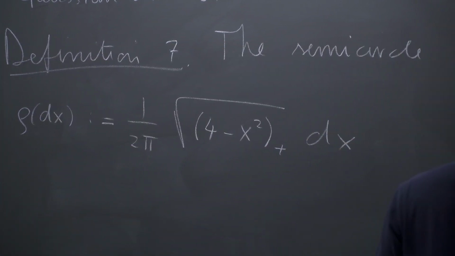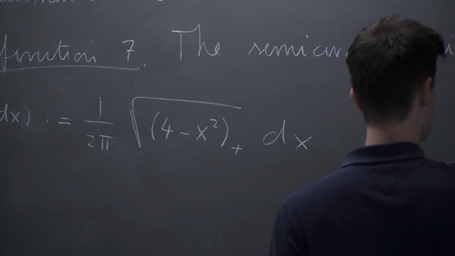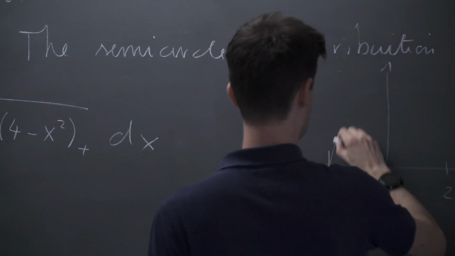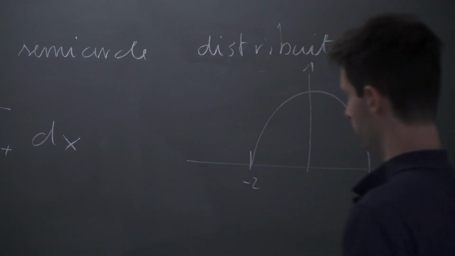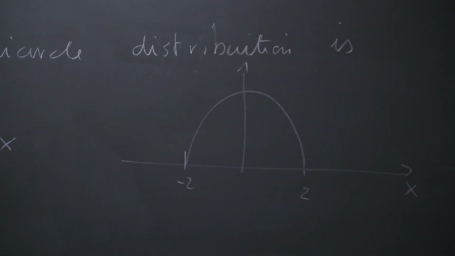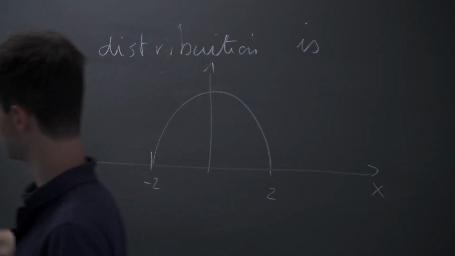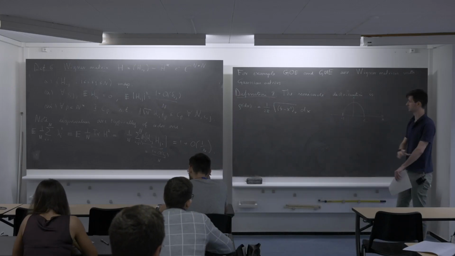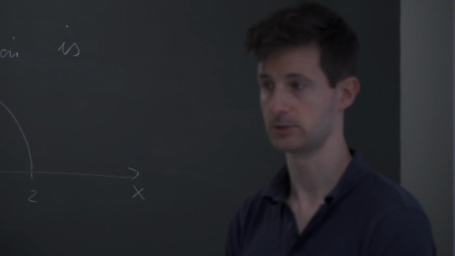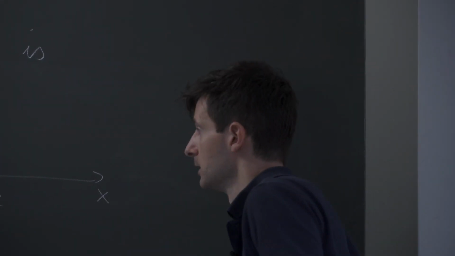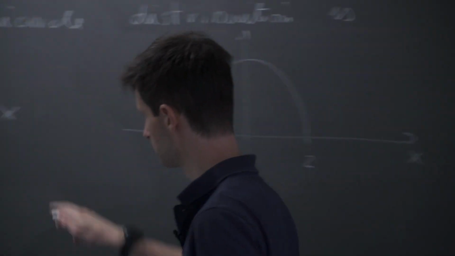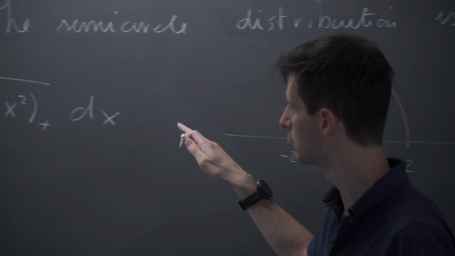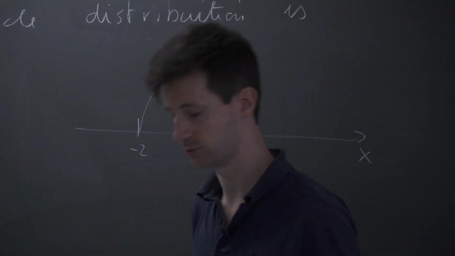Okay, so it's precisely a semicircle, and this is the right normalization, right? The total area of this semicircle is 2 pi, so I normalize it by 2 pi, and I get a probability density. So this plus means the positive part. So this law vanishes outside of the interval -2, 2.